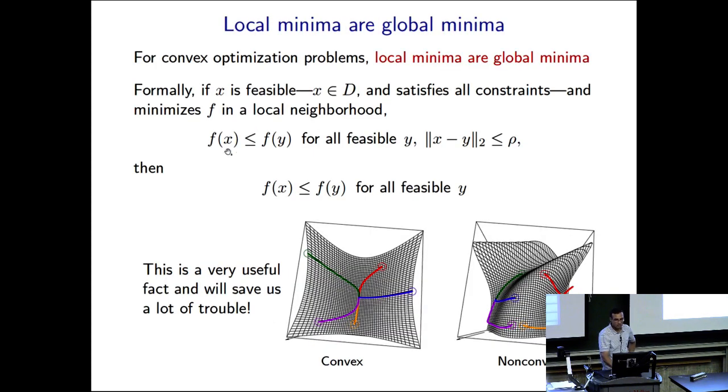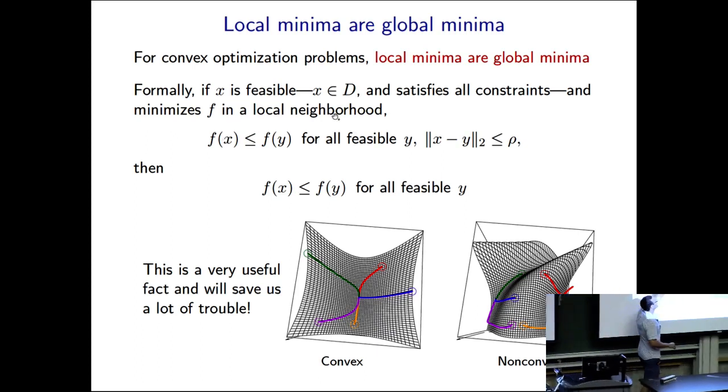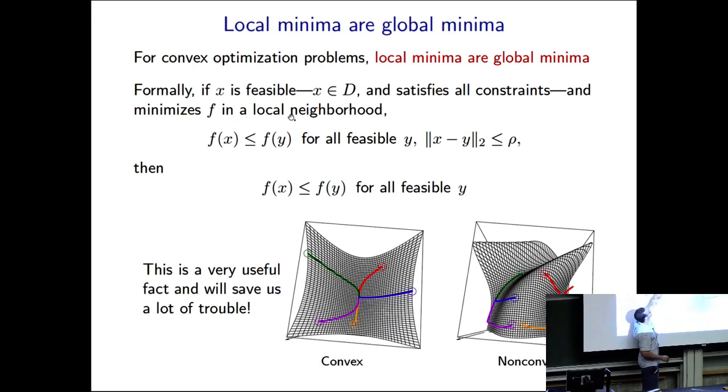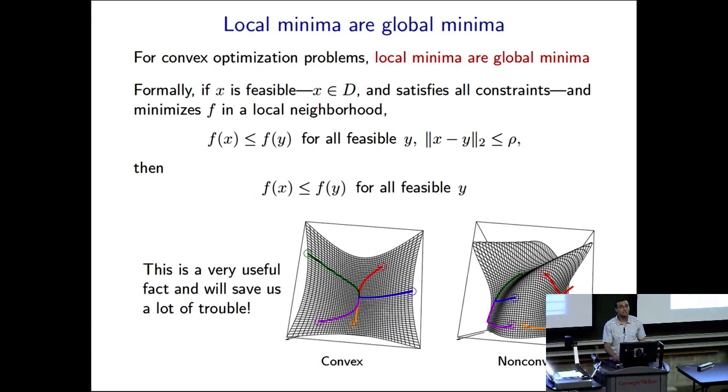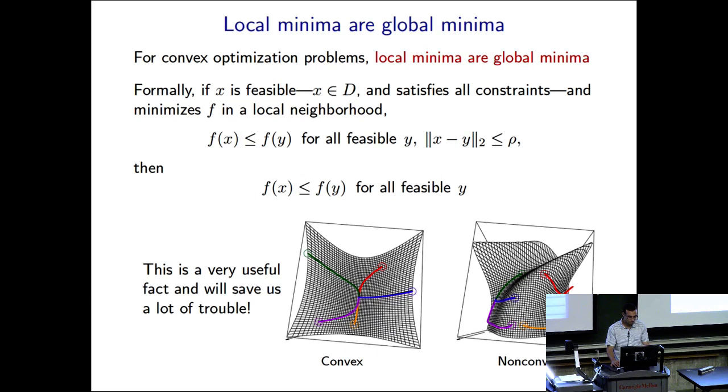So this is what it means to be locally optimal. This is the definition of locally optimal, where maybe the radius here is rho for that local neighborhood. The key property of a convex optimization problem is that locally optimal points of this form are globally optimal. So anything that satisfies that property automatically satisfies f of x less than or equal to f of y for all feasible y, which again means that it's globally optimal. And we're done in some sense. So it's very useful. It's going to save us a lot of trouble.